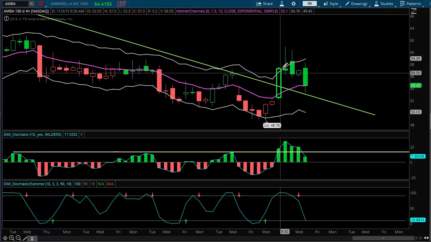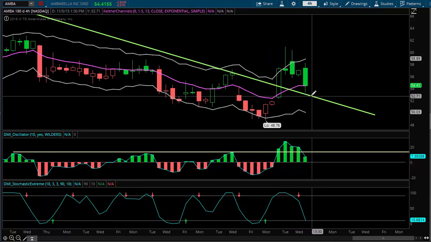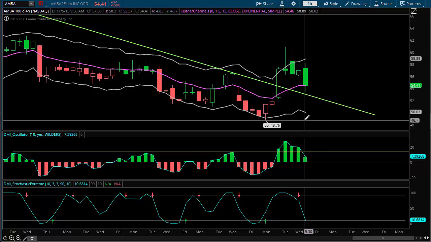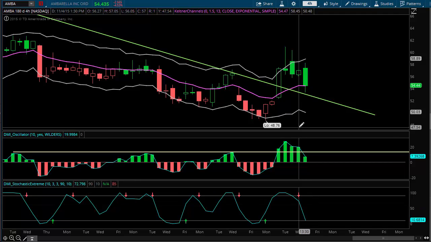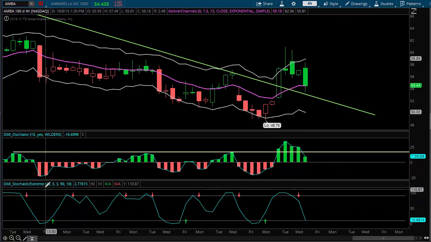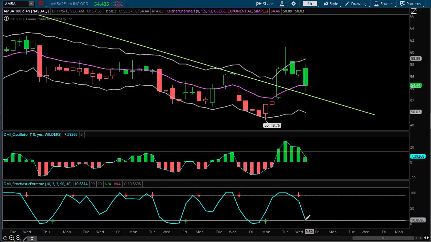And now I'm basically looking to buy dips on AMBA with relatively tight stops, because you never know, this thing could actually come back down here and retest the lows, and maybe I can buy in. But right now, the 4-hour chart on the DMI Stochastic Extreme, that's my trigger indicator, we're getting oversold.